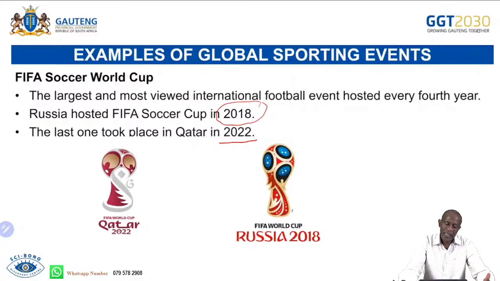So this sporting event seemed to attract nations from all over the world. Currently, as we speak, preparations are on for the 2026 Soccer World Cup. You have teams or countries in the elimination rounds busy as we speak.